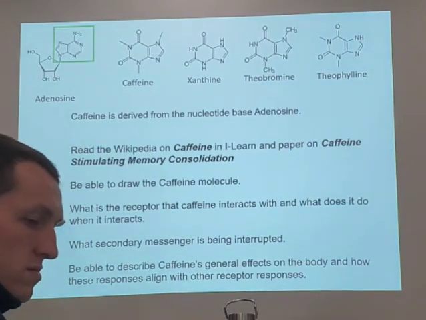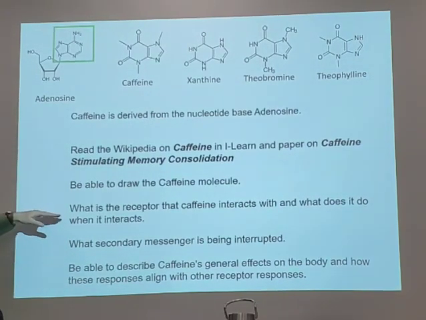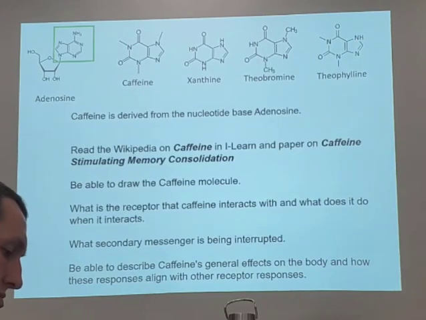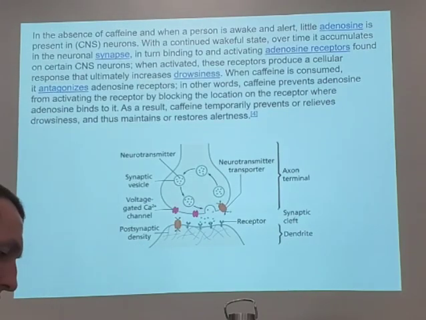What is the receptor that caffeine interacts with, and what does it do when it interacts? What's the secondary messenger that's being interrupted? Be able to describe caffeine's general effects on the body and how these responses align with other responses. You already see the xanthine class of molecules, of which caffeine is one. Notice how close it looks to adenosine, and you're like, that's not really all that close. Interesting, because it turns out that we are talking about an adenosine receptor.